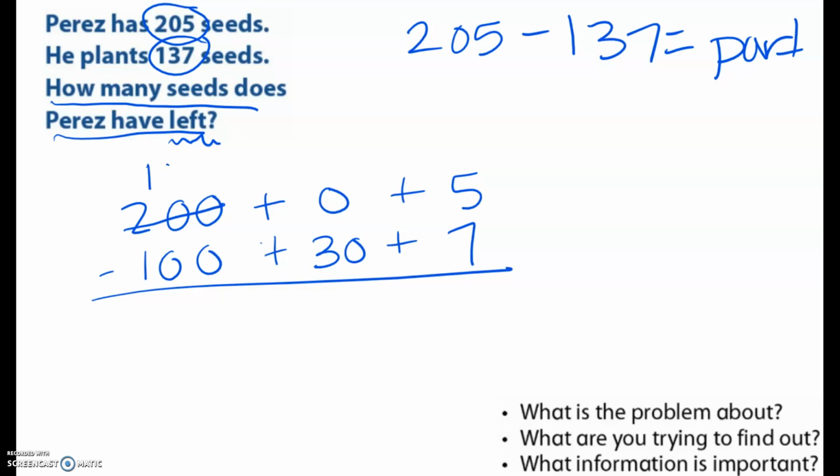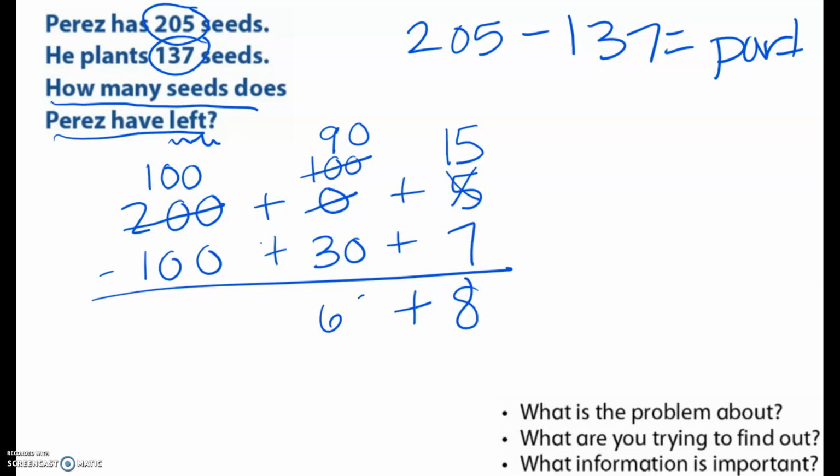So I've got to go over and make this 100, and that will give me 10 tens. Then I'm going to take one of those tens, which should leave me only 9 tens, which is 90, and I add my 10 I just moved, and that made 15. So I move my 100 over to the tens, and then I took one of those tens and moved them to the ones. Now I can subtract. 15 subtract 7 is 8, 90 subtract 30 is 60, and 100 subtract 100 is 0.